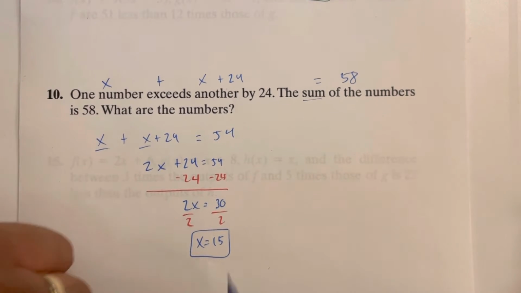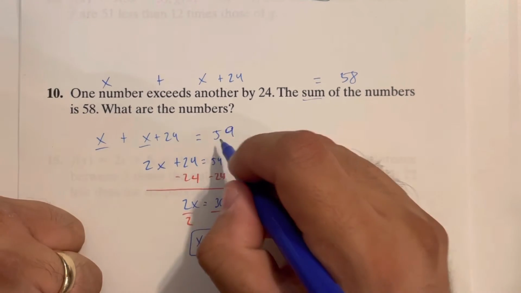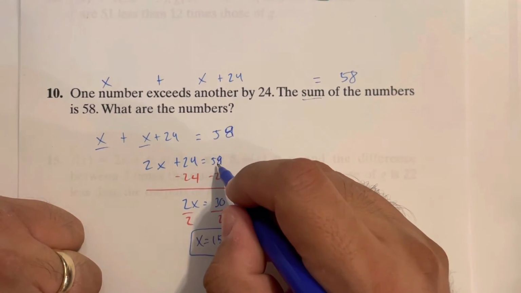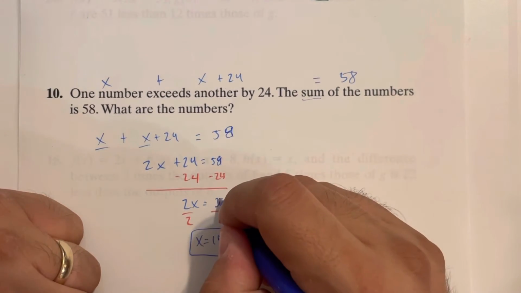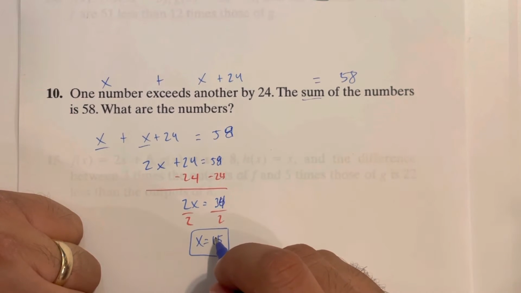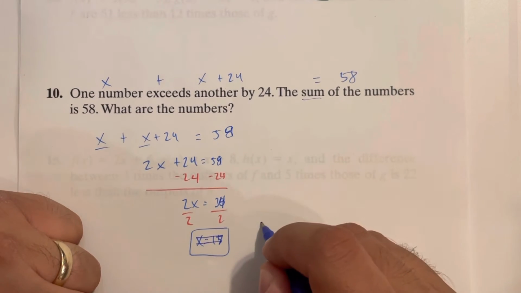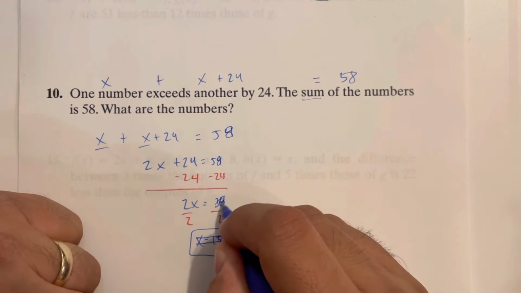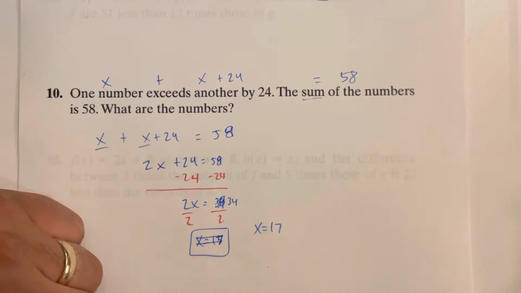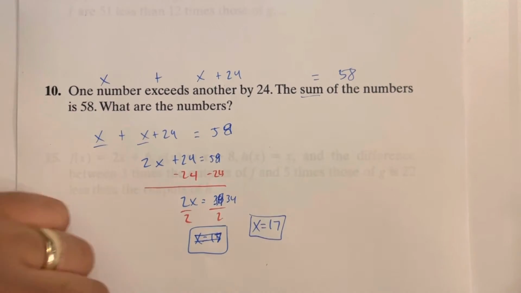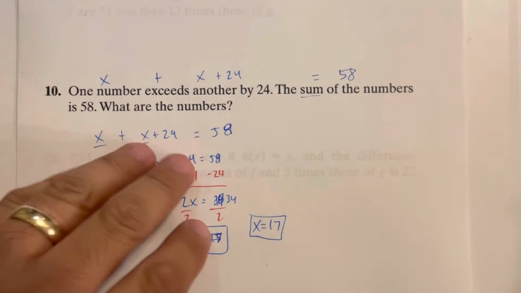Oh, I made a small error. This is actually 58. So 58 minus 24 is actually going to be 34, and 34 divided by 2 is 17. So as you can see, be careful of small errors there. So x is equal to 17. Alright, on to the next page.